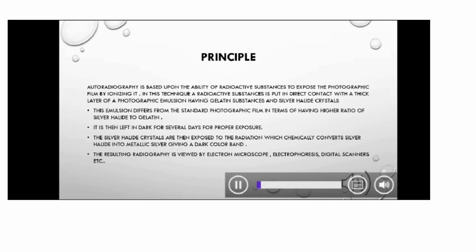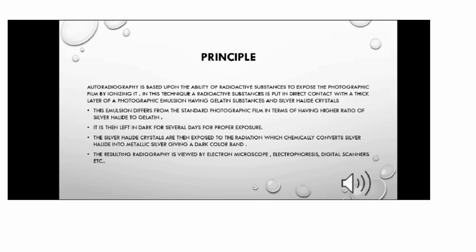Principle. Autoradiography is based upon the ability of a radioactive substance to expose the photographic film by ionizing it. In this technique, the radioactive substance is put in direct contact with a thick layer of photographic emulsion. That photographic emulsion has a gelatin substance and silver halide crystals. The emulsion differs from standard photographic film in having a higher ratio of silver halide to gelatin, and then it is kept for several days for proper exposure.